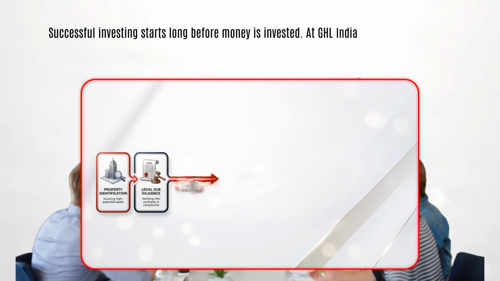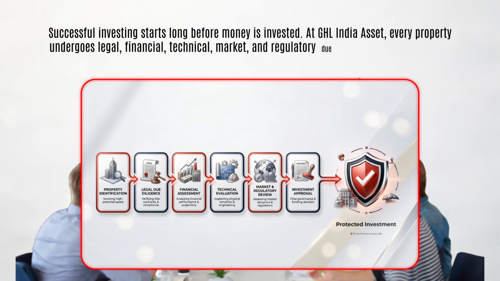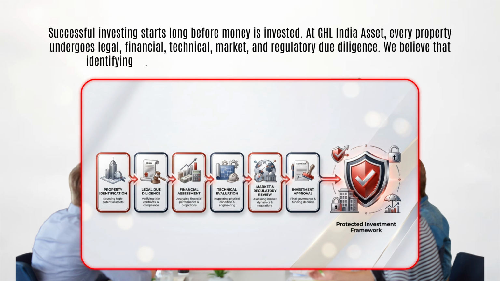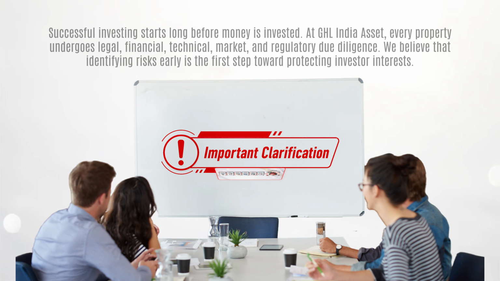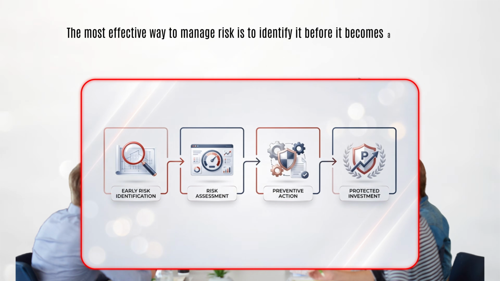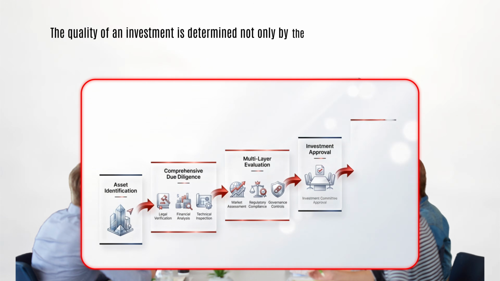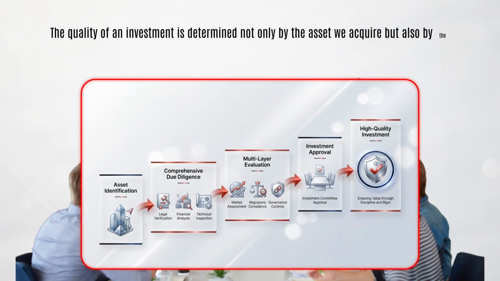At GHL India Asset, every property undergoes legal, financial, technical, market, and regulatory due diligence. We believe that identifying risk early is the first step toward protecting investor interests. The most effective way to manage risk is to identify it before it becomes a problem. The quality of an investment is determined not only by the asset we acquire, but also by the discipline with which we evaluate it before investing.